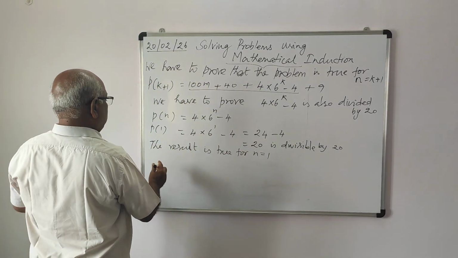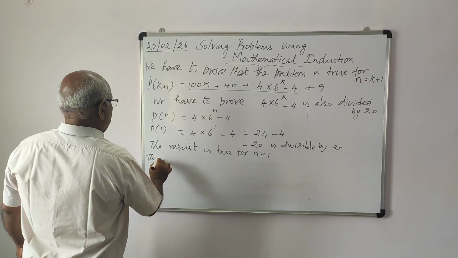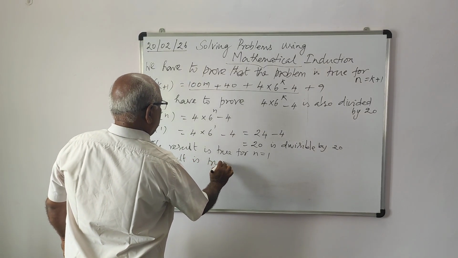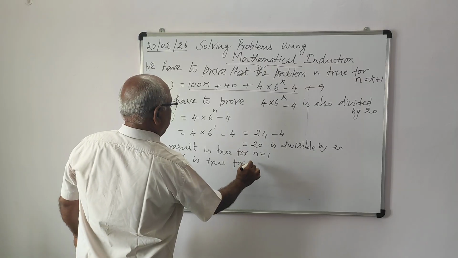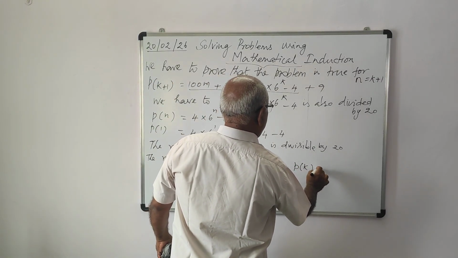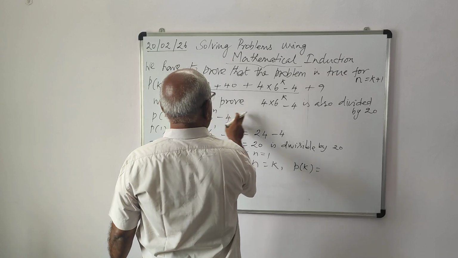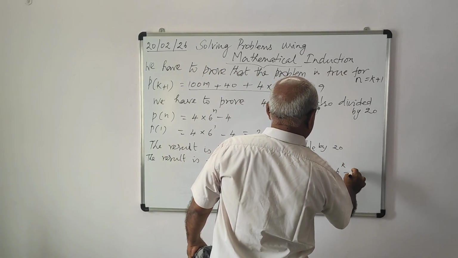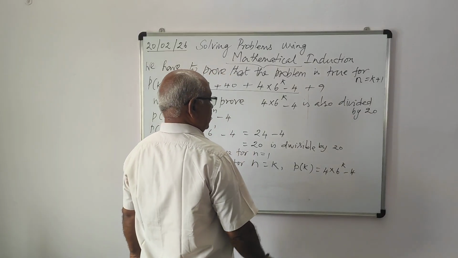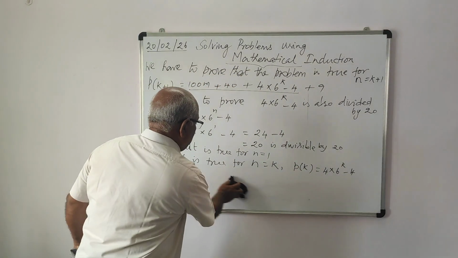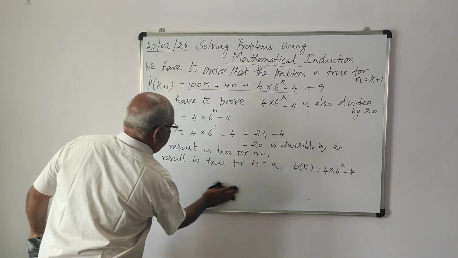இப்போ assume that the result is true for n equal to k. அப்போ p of k என்ன வருது பாருங்க. Okay. 4 into 6 power k minus 4 is divisible by 20. அதான் அர்த்தம். இது வந்து divisible by 20.